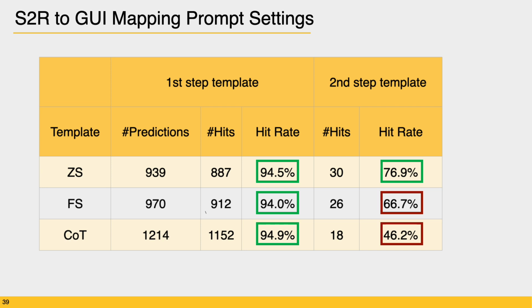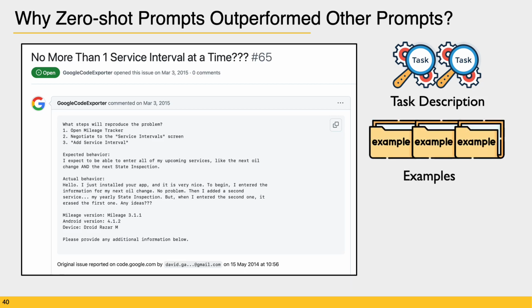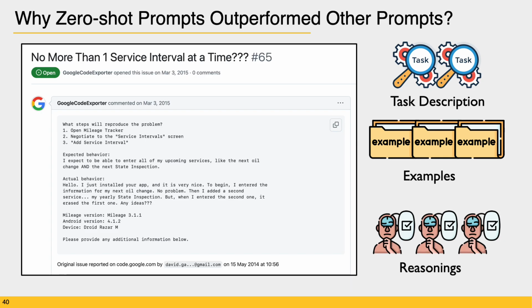Although few shot and chain of thought are designed to improve performance, in our case we observed that they added noise to the data. In a zero shot prompt, we provided only the task description and generated output. In the few shot prompt, we provided examples relevant to a specific task, and in the chain of thought, we provided rationale for each of those examples. Ideally, few shot and chain of thought are designed to improve the quality of the generated response. However, in our case, we have seen that zero shot performs the best.